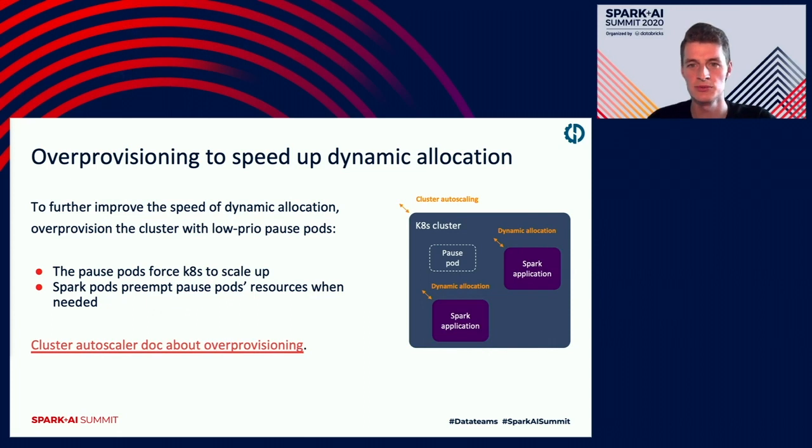On the other hand, if you're willing to trade off some cost optimization for lower latency, you can reserve some extra resource in your kube cluster with over provisioning. The idea is to run some low priority pods that basically do nothing. They're called pause pods, and when a Spark application is run, the pause pods will be killed to make room for the Spark executors, and then the pause pods will be scheduled again and cause the cluster to scale up in the background.